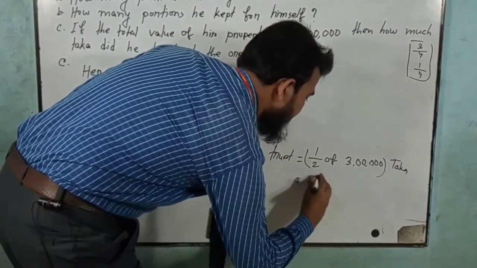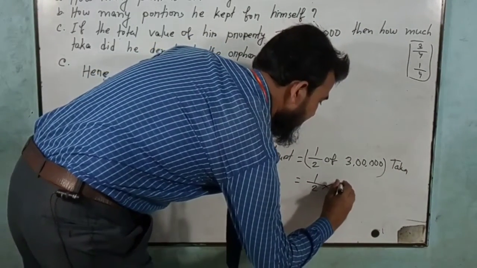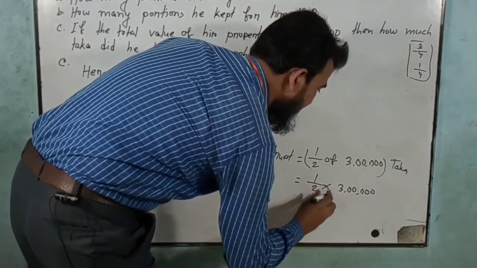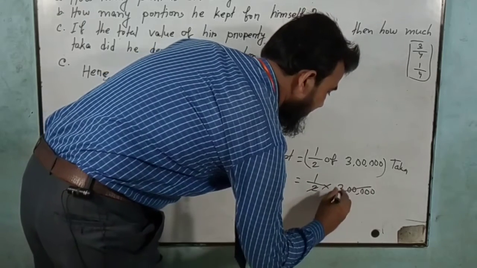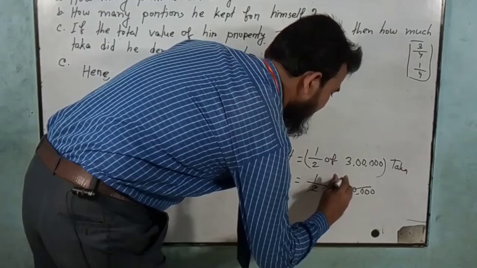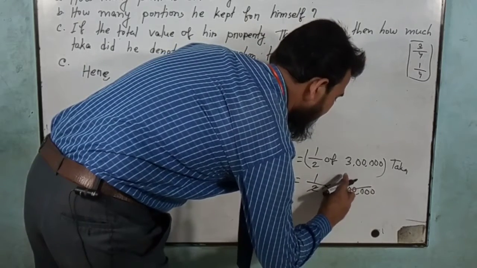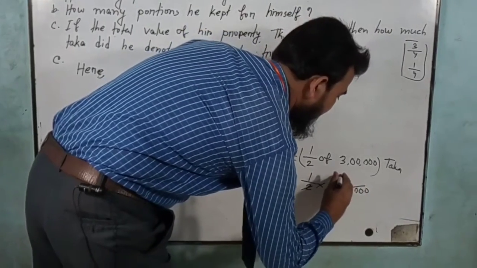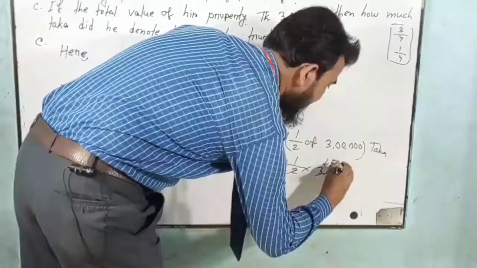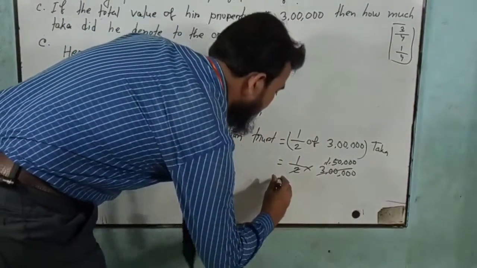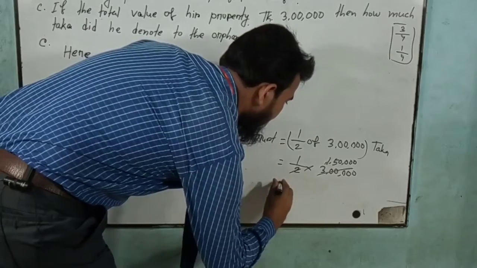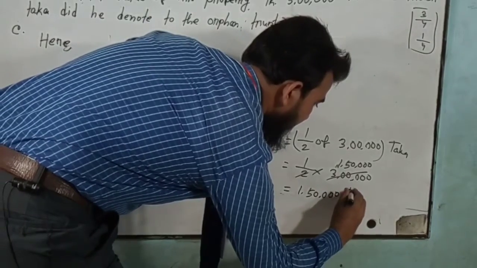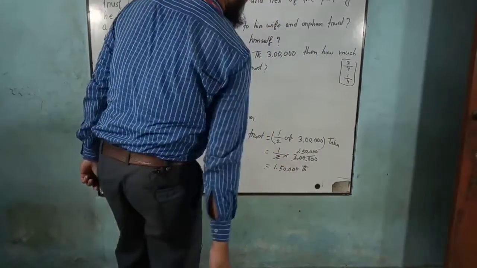Now look, 1/2 multiplied by 3 0 0 0. If you divide this, then what will it be? If you divide 3 by 2, it will be 1, and here 0. So in total, for the 3 lakh, here it will be 1,50,000 taka. I think you can calculate this very easily.